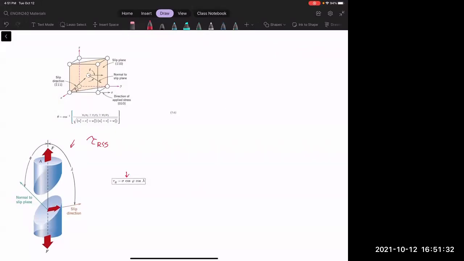This equation depends on two angles. As I said, the most important thing is how you find those two angles. You have an angle of phi and an angle of lambda. Lambda is here, phi is here. Lambda is the angle between the stress and the slip direction. This phi here is the angle between the stress and the normal to the slip plane.